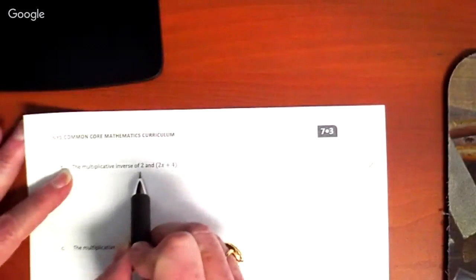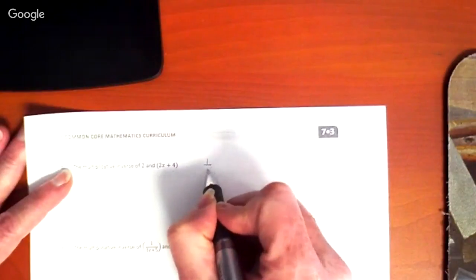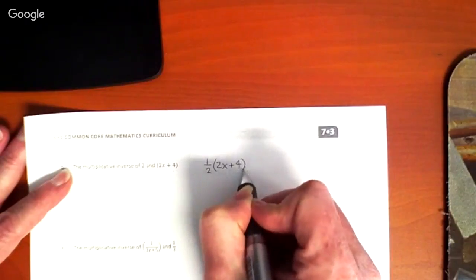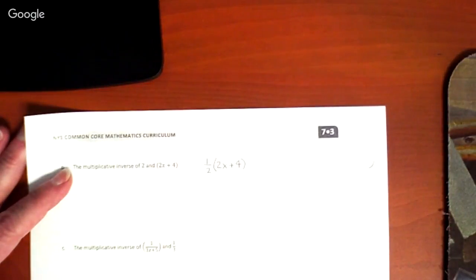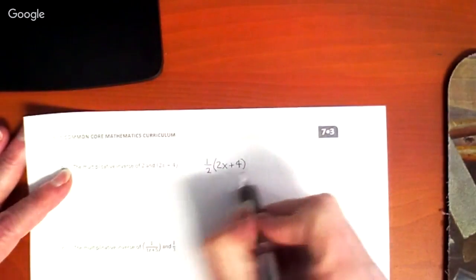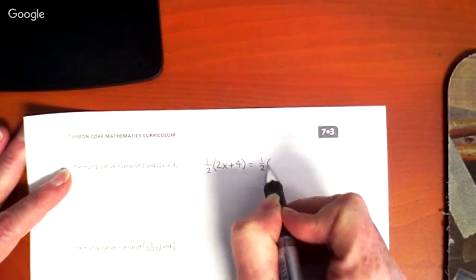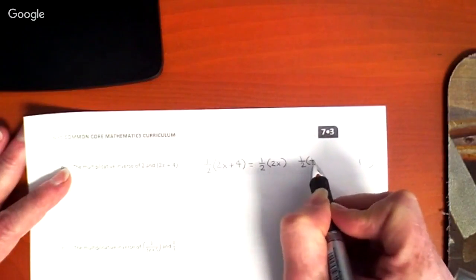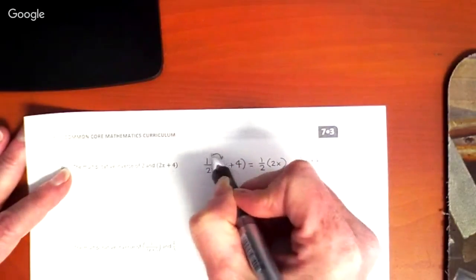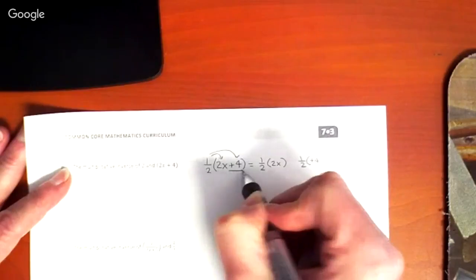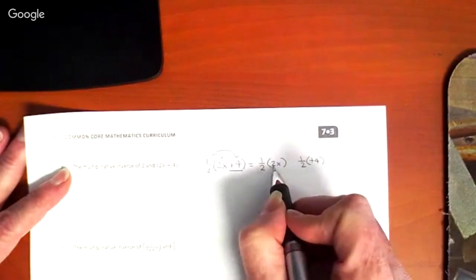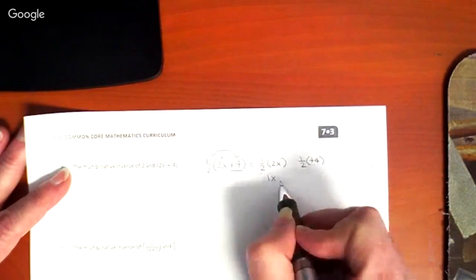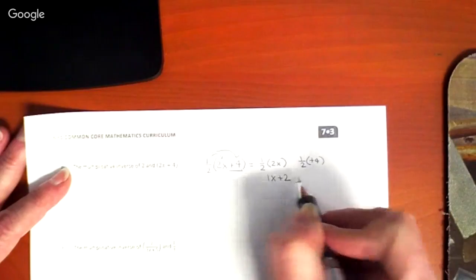So now the multiplicative inverse of 2, which is 1/2, and 2x plus 4. So here we have 1/2 times 2x, and 1/2 times a positive 4. So we have 1/2 times 2, which is 1x, and 1/2 times a positive 4, which is a positive 2.